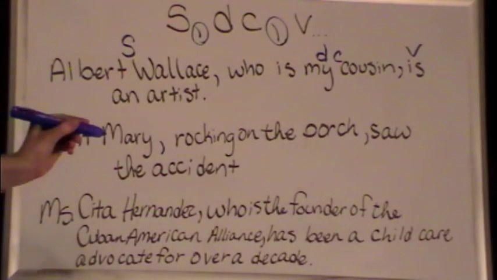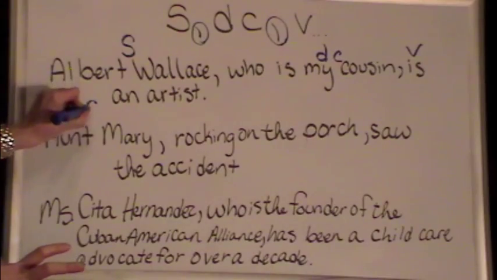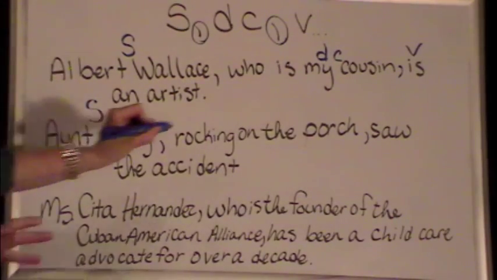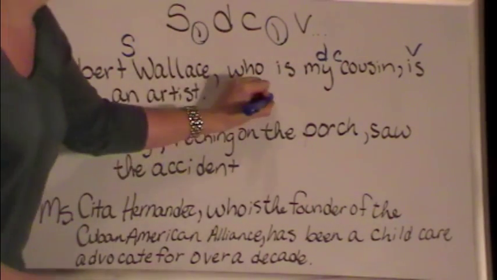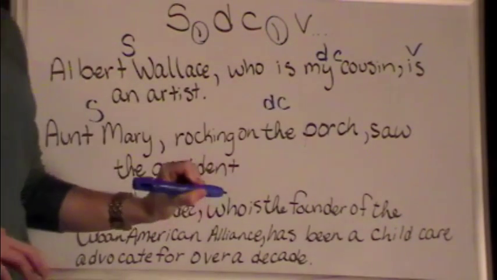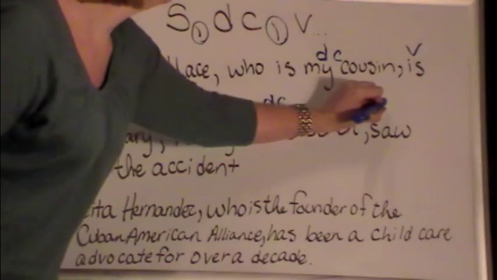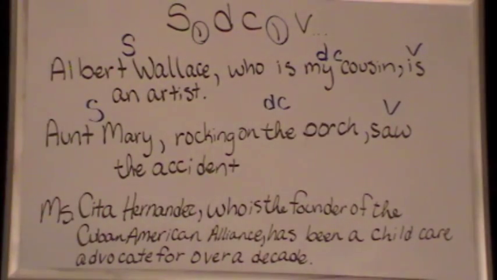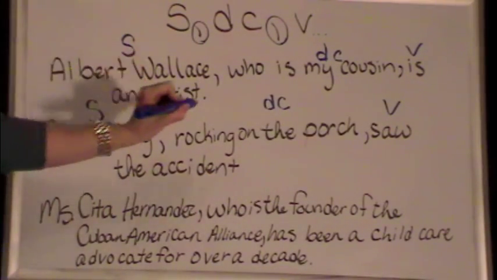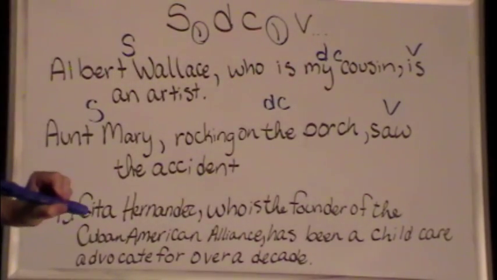Okay. All right, now let's go ahead and name each piece of the pattern. You've got your subject, Aunt Mary. Rocking on the porch is the little dependent clause. And then saw, what is it? You got it. It's the verb. Okay? Aunt Mary, rocking on the porch, saw the accident.